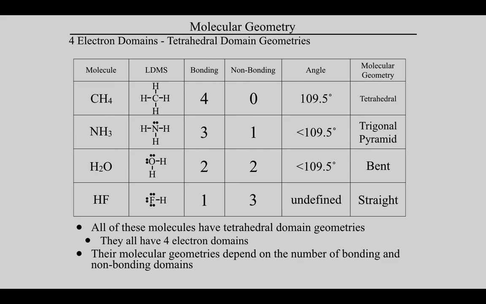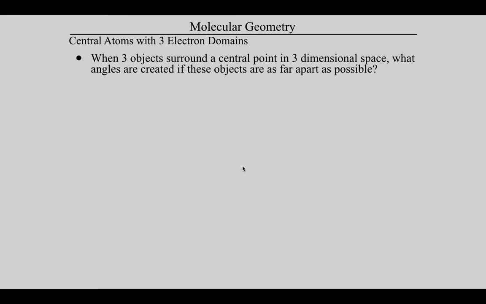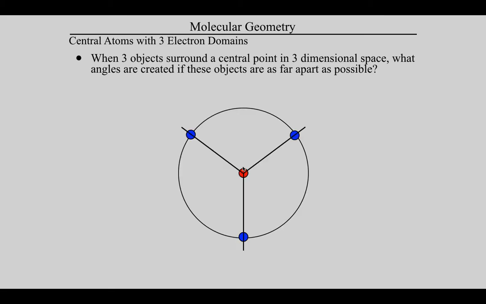Okay, let's do 3 domains. Ready? Same question. When we separate 3 objects around a central point in 3-dimensional space, what are the angles that are created? So guys, here's our circle. There's our 3 points. You get the idea? So we've got our circle. Now we've got 3 points in 3-dimensional space. So now instead of 4, we're looking at 3.